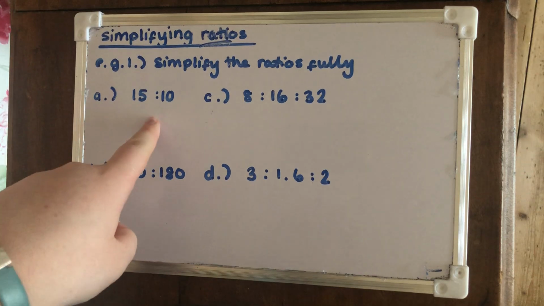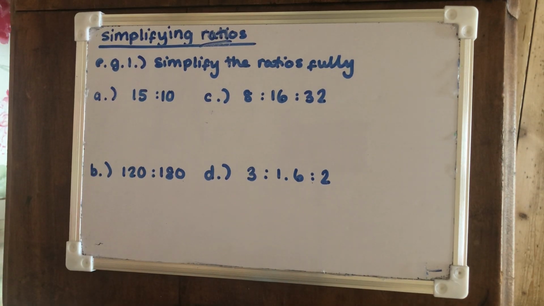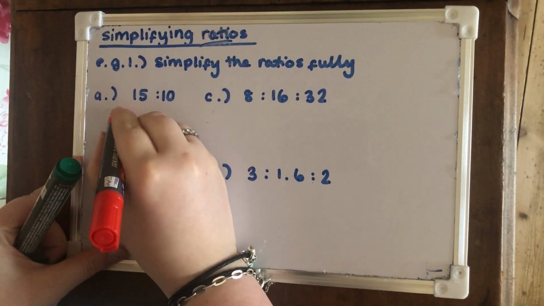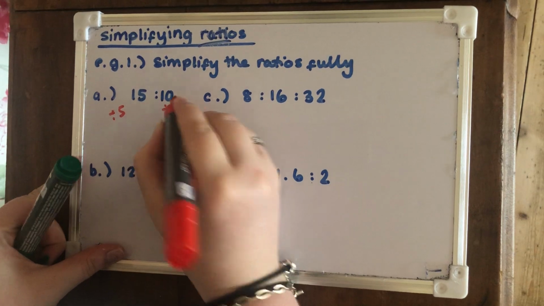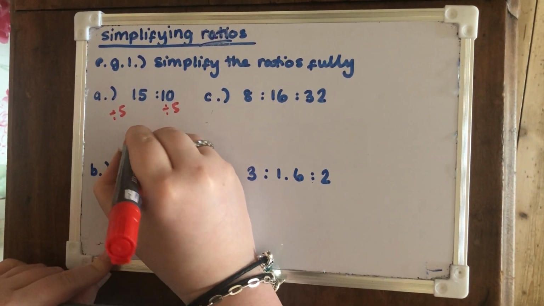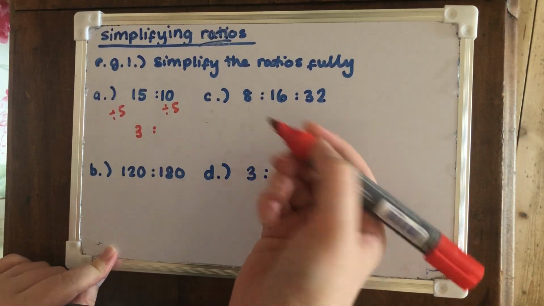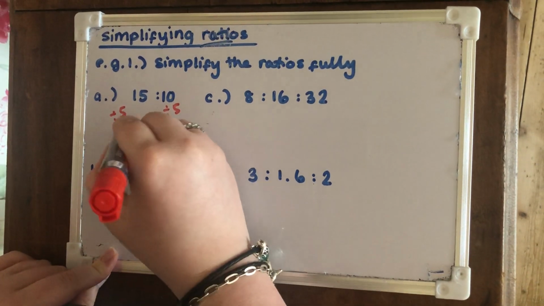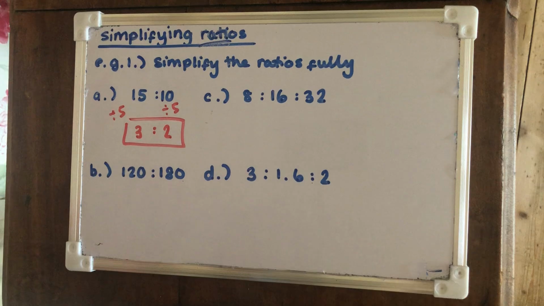So if we start with the first one, we need to think of a number that can go into both 15 and 10. So if you think about times tables, if you think about the 5 times table, you have 15 and 10. So what I'm going to do is divide both sides by 5. Okay, and then 15 divided by 5 will give us 3 on the left, and 10 divided by 5 is 2, so it gives us the ratio of 3 to 2.